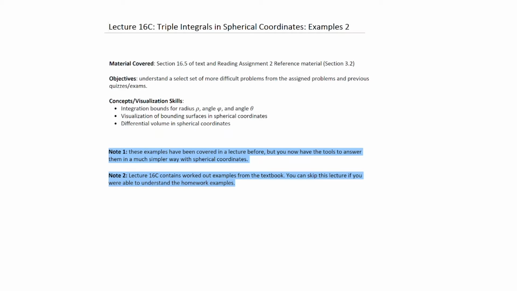It turns out that in many cases, they're much easier to calculate in a coordinate system other than Cartesian. Lecture 16.3 contains worked out examples from the textbook, and you can skip this lecture if you were able to understand the homework examples. Just one caveat: some of these examples I've done in spherical coordinates actually do not exist in the textbook, so they're quite new. So you'll have to pick and choose your way through this lecture as it suits you.